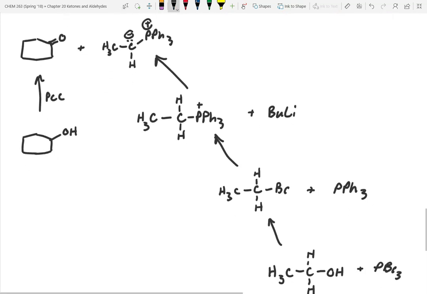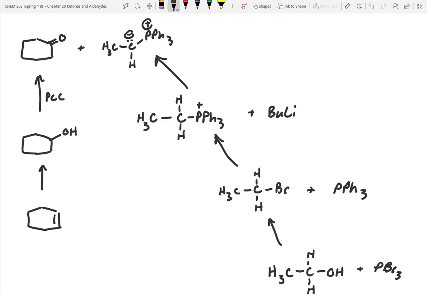And then we know we can make this alcohol a few different ways, but I'm just going to pick one. I can make it from an alkene. How? This is going way back. Chapter 9. What was that? Not quite.